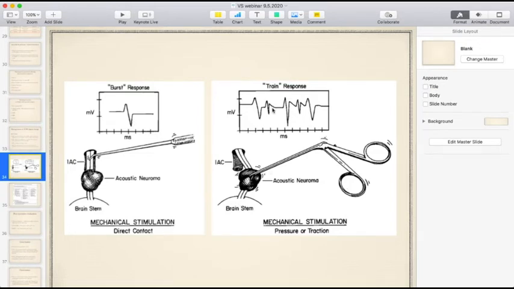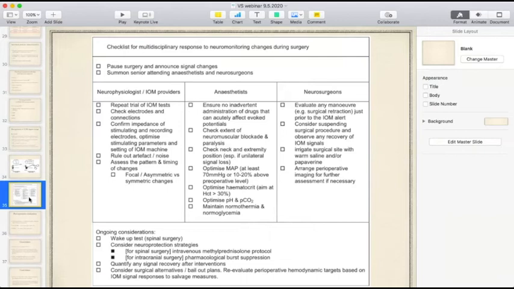This is an example of a train response we get when the nerve is being stretched because of mechanical stimulation while dissecting the tumor. So when we find that there is a loss or a decrease in the neurophysiological response during surgery, there's a checklist of various things that we need to keep in mind, eliminate, and sort out. At the neurosurgeon's level, we need to evaluate the surgical retraction, whether there is any blood.